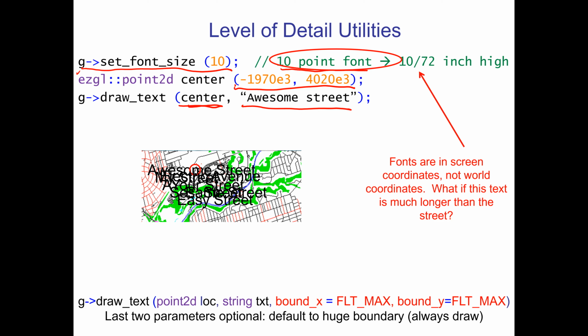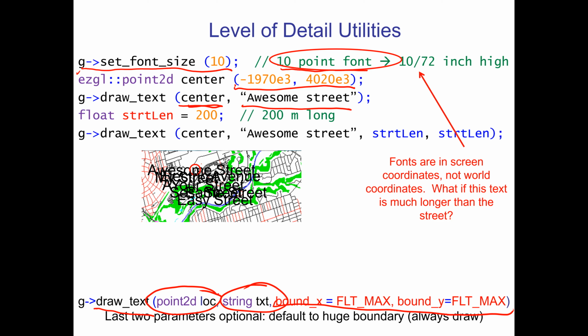So there are some convenience features in EasyGL. The draw text function takes, where do you want to draw the text? What is the text? And then it has two more optional parameters. You don't have to specify them, but you can. These two optional parameters are bounding parameters. They say if the text is going to be bigger than this in whatever coordinate system you're using, world or screen right now, then don't draw it.